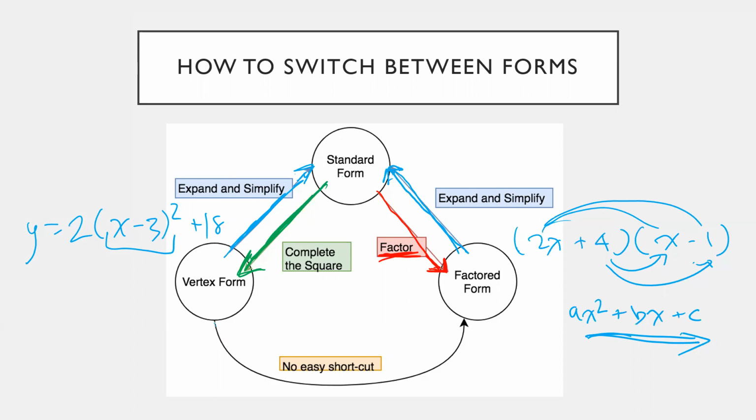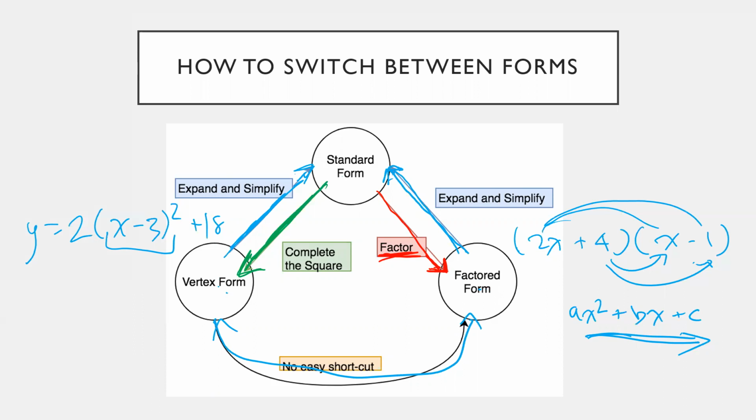Great question is how to go from vertex form to factored form. Well, to be honest, there really isn't a shortcut. And this is where standard form is helpful. So if you want to go from vertex form to factored form, there's no easy way to go around it, or factored form to vertex form.